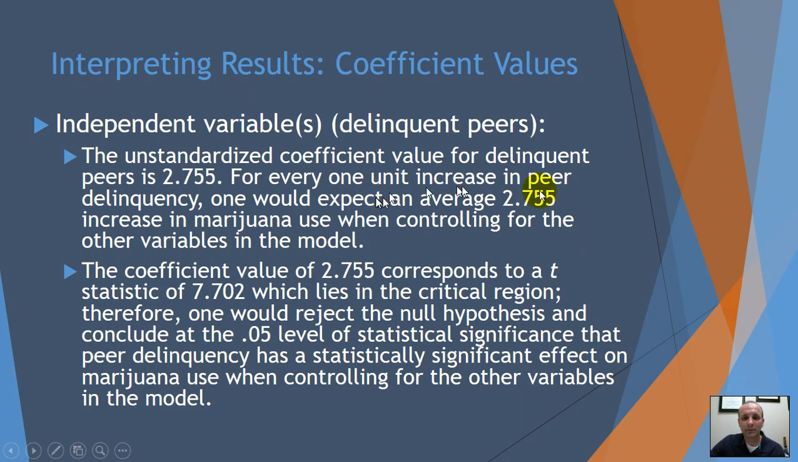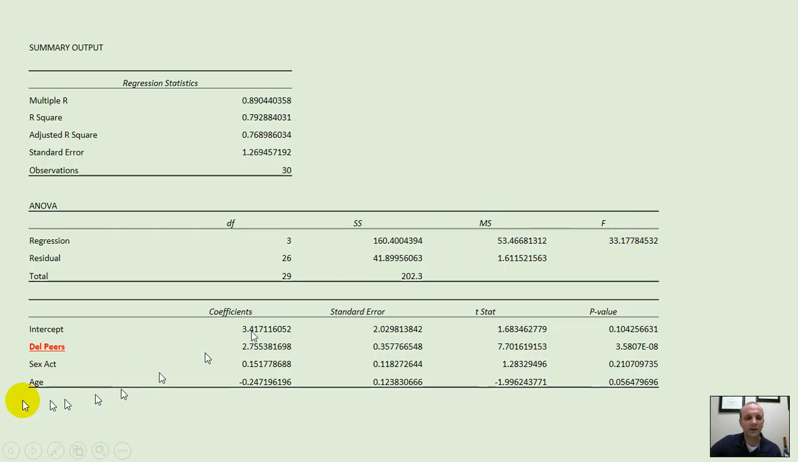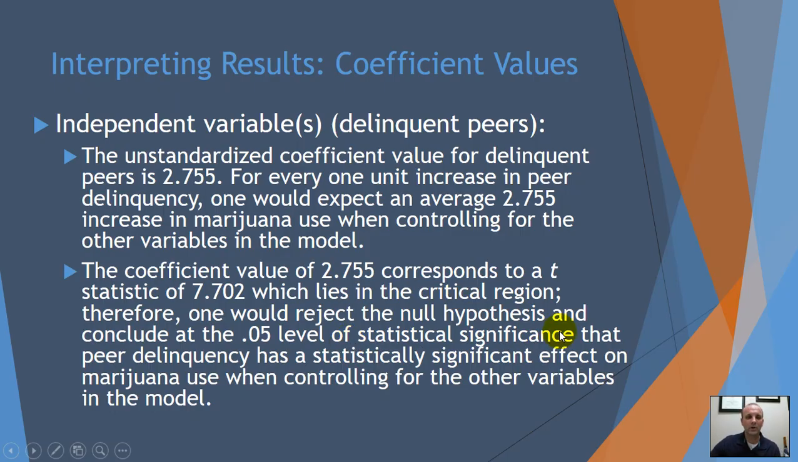So for every 1 unit increase in peer delinquency, one would expect an average increase of 2.755 in marijuana use while controlling for the other variables in the model. This is while the other variables are at 0. Okay, when these variables are held to 0, we would expect marijuana use to increase by 2.755 for each 1 unit increase.